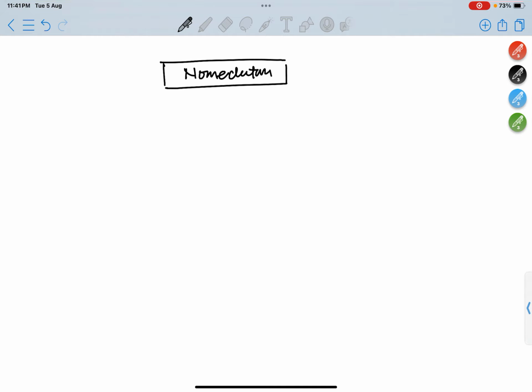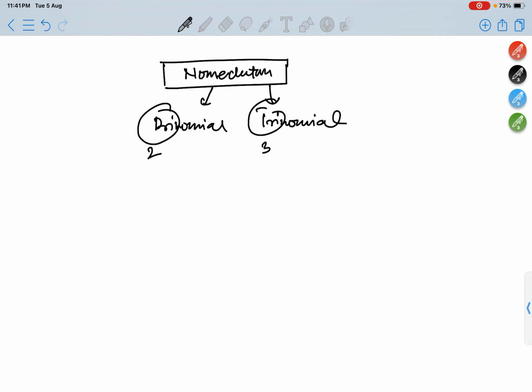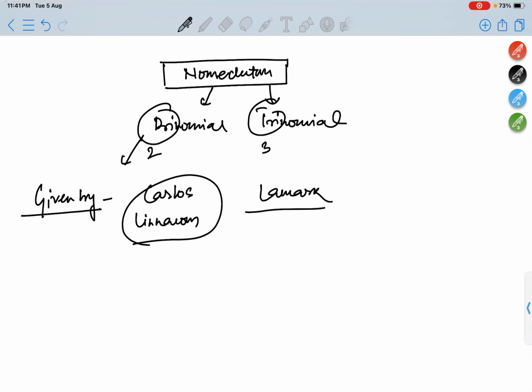Next, in biology, in the botany section, there is one more concept called nomenclature. Okay, this is nothing but naming. So there are two types: binomial and trinomial. By the name you can understand, bi means two, tri means three. Now, who gave binomial nomenclature? It is Carolus Linnaeus, and who gave trinomial nomenclature is Lamarck. That's it. You should just know these two names. Okay, superficially. You don't have to go deep.